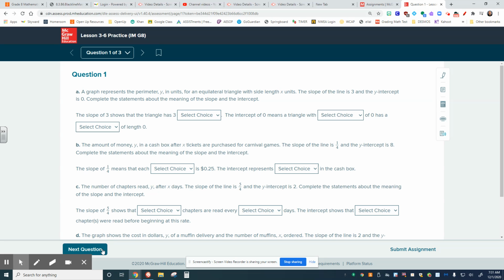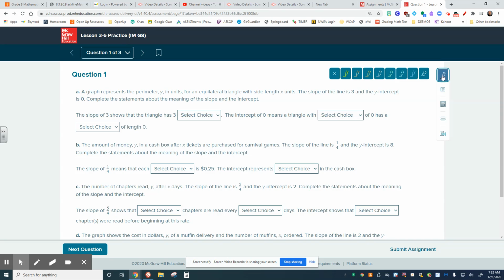Question 1: a graph represents the perimeter y in units for an equilateral triangle with side units x. The slope of the line is 3 and the y-intercept is 0. Complete the statements about the meaning of the slope and the y-intercept.